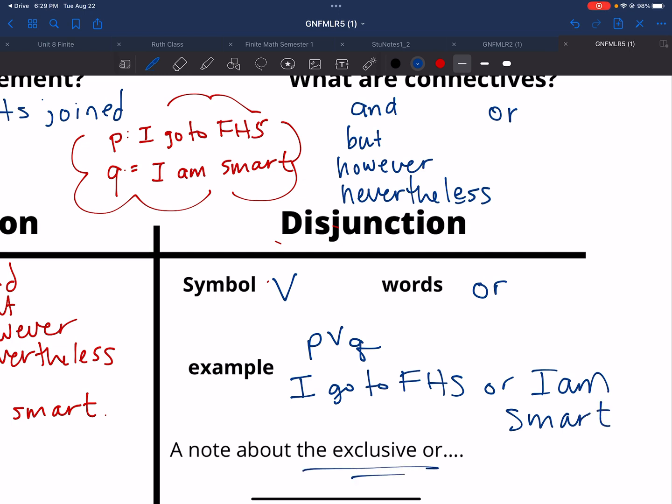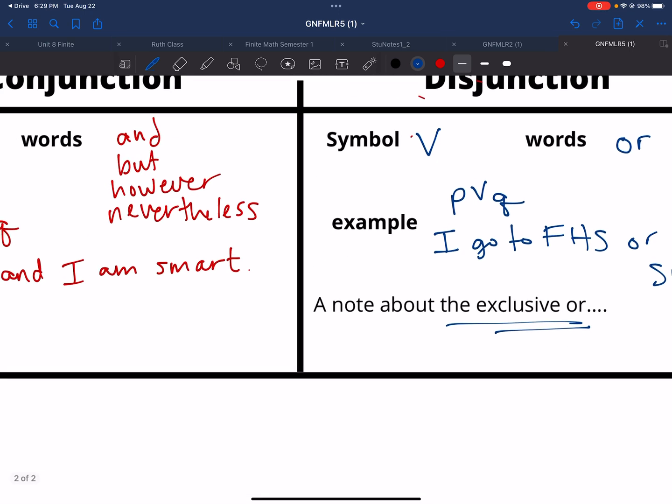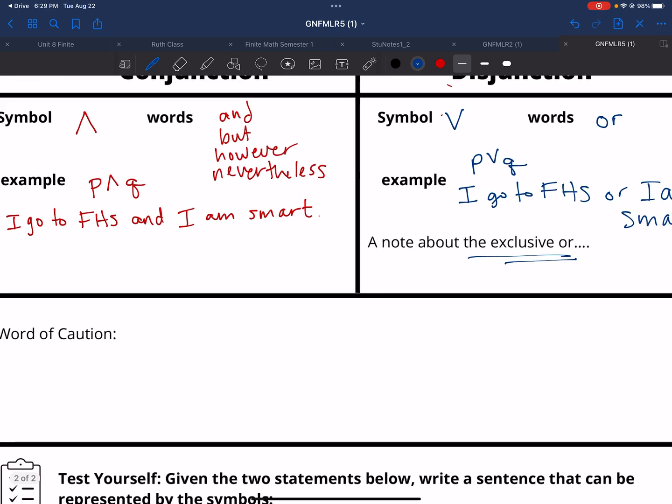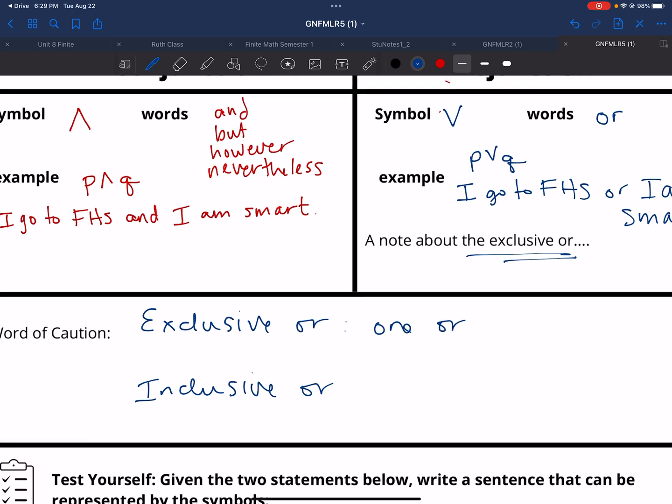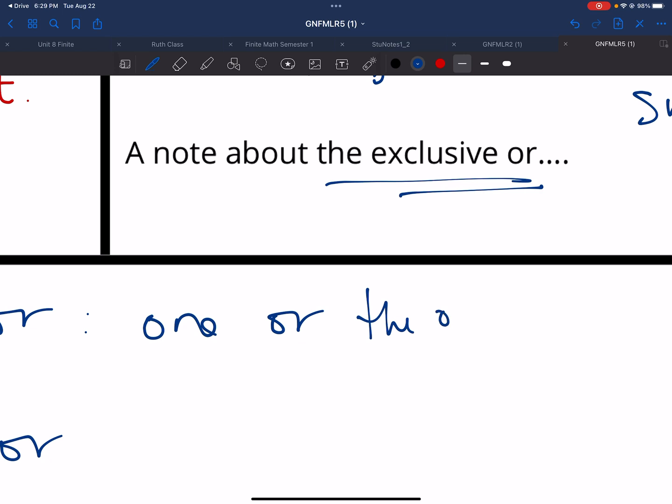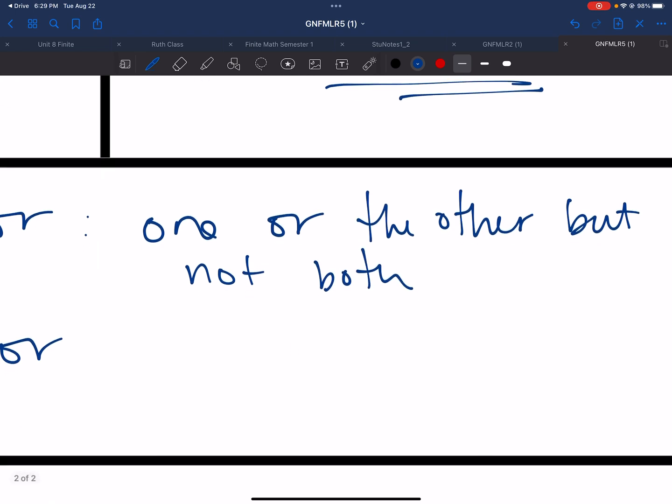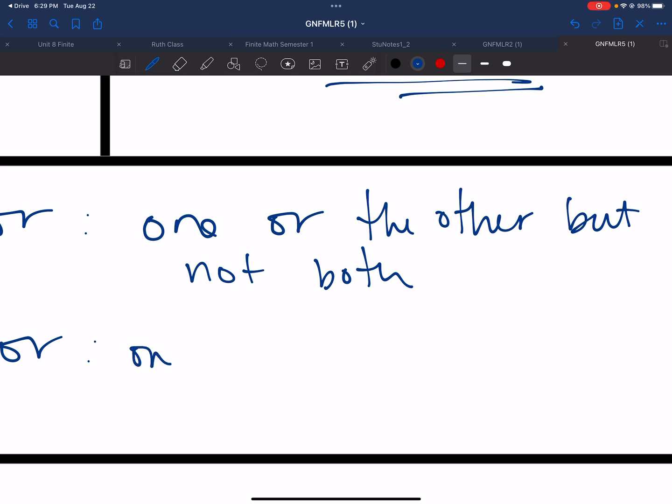Now, there's a certain thing called an exclusive or, and this is where I put like this word of caution in. Let's define both of those. So exclusive or and inclusive or. The exclusive or means one or the other, but not both. One or the other, but not both. And an inclusive means one or the other or both.